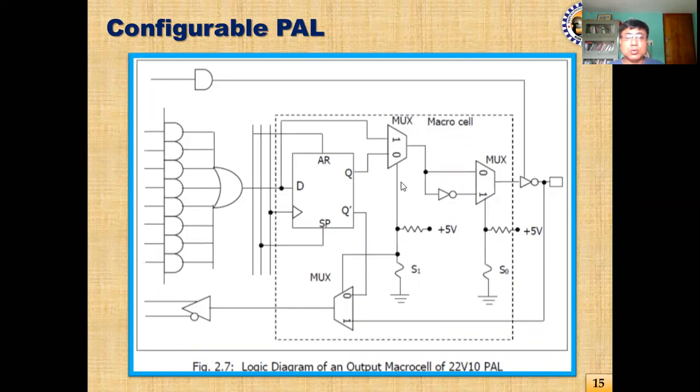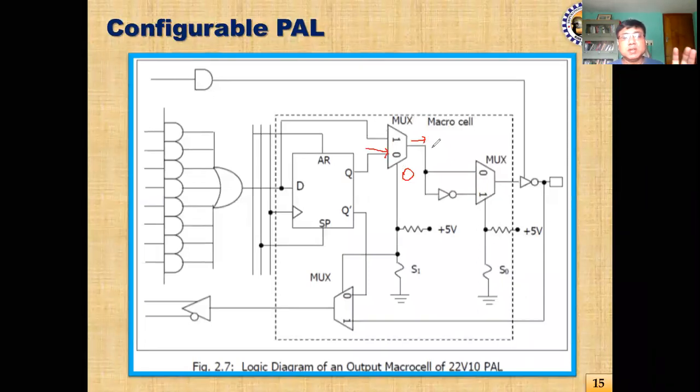So if it is zero, then this input will go to the output. Let me bring the pin. If this is zero, then this input will go to the output. Okay. And if it is 1, in that case this will go to the output. So this is the simplest function of the multiplexer.